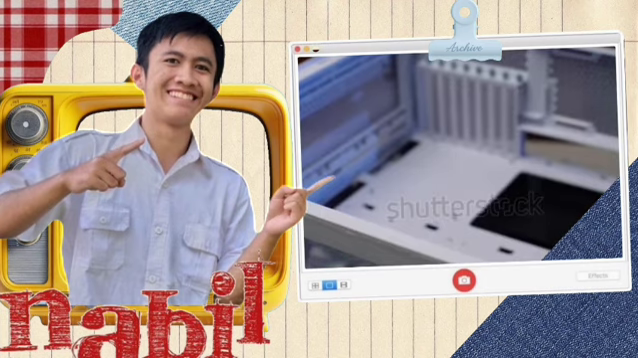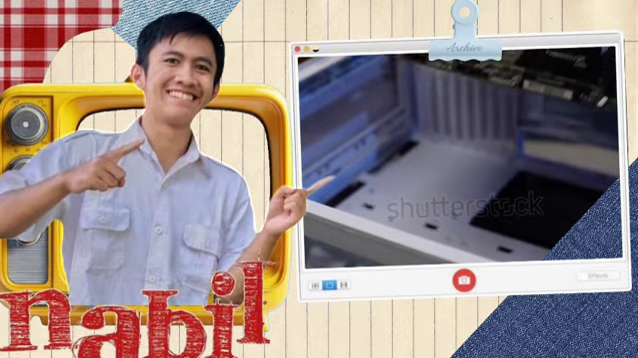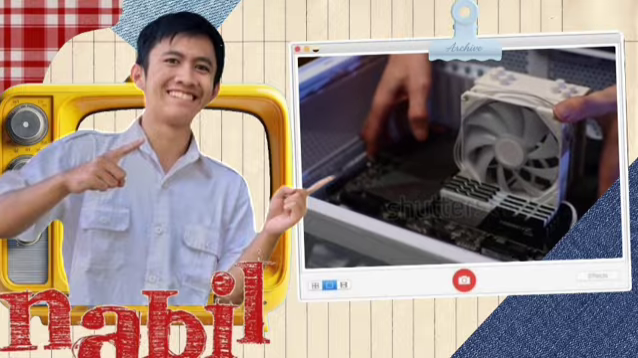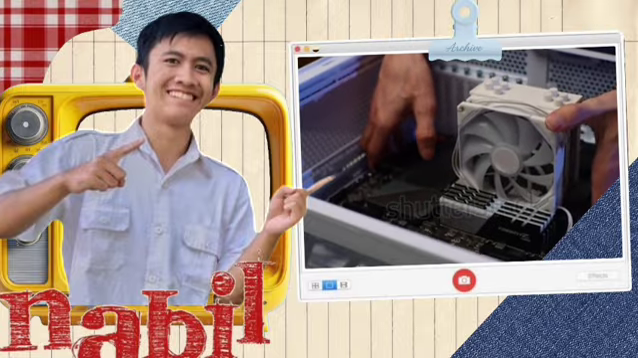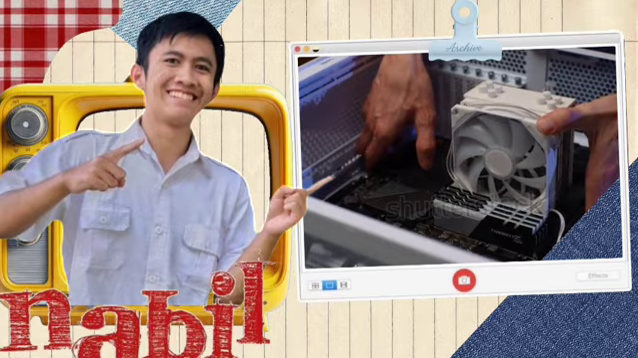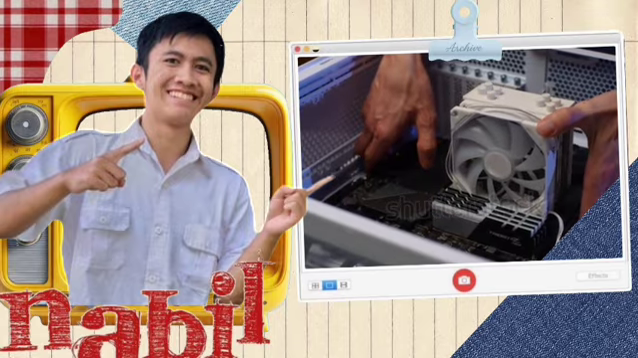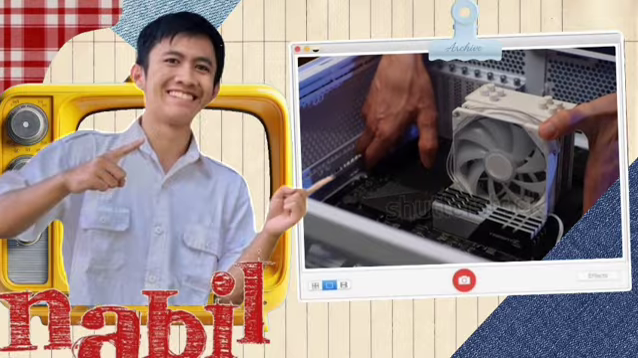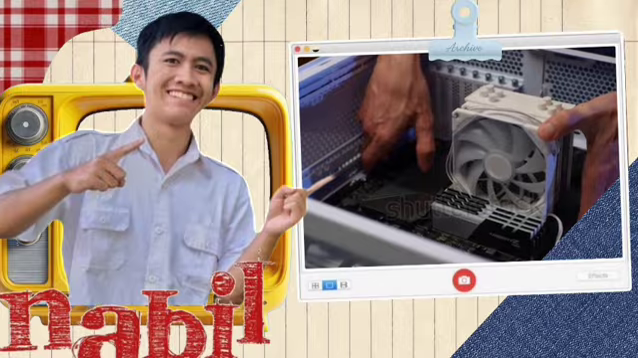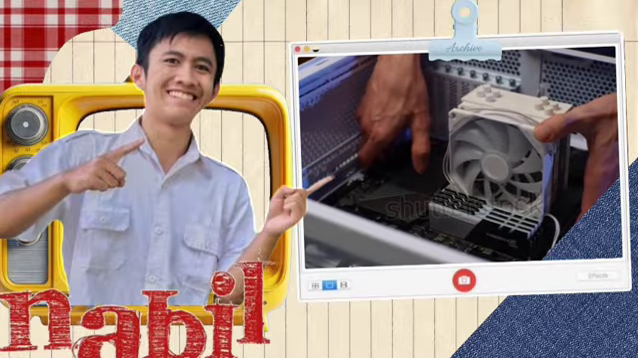Step 6. Mounting the motherboard inside the case. Now it's time to place your motherboard into the case. Install the I/O shield, the metal plate that covers the rear ports, first. Then align the motherboard screw holes with the standoffs in the case. Once aligned, carefully lower the motherboard into position and tighten the screws diagonally. Just snug, not too tight.